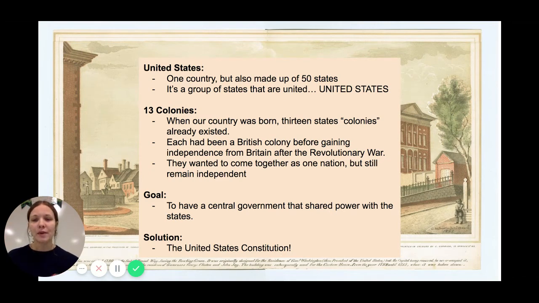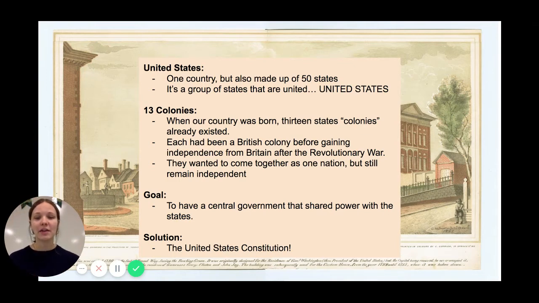But before we were the United States, we were the 13 colonies. So when our country was born, the 13 states or colonies already existed. They each had been a British colony before gaining independence from Britain after the Revolutionary War. So what that means is the first 13 colonies or states were a part of Britain. We were ruled by Britain. We were still under their government. But after the Revolutionary War, they were independent of Britain.